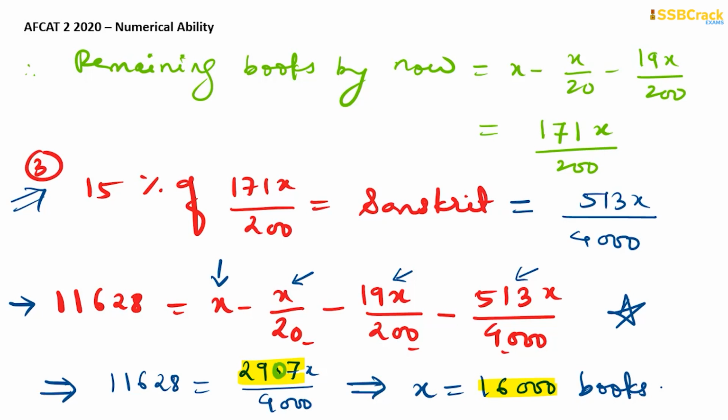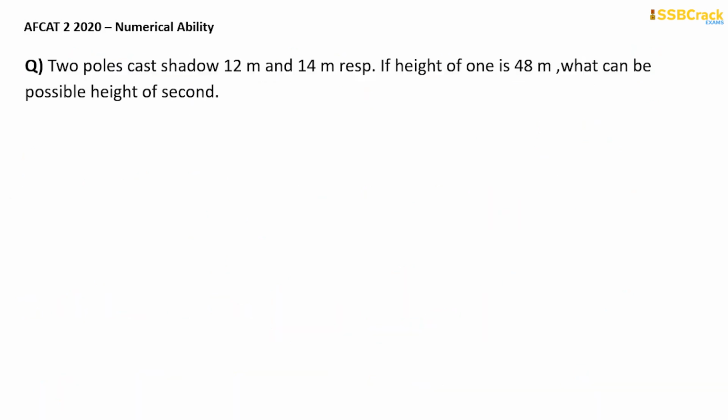Alright, now coming to the next question. Two poles cast shadows of 12 meters and 14 meters respectively. If the height of one is 48 meters, what can be the possible height of the second? Okay, so they asked us in terms of possibility. So we check one way of possibility, what could be the answer based upon the proportion concepts.